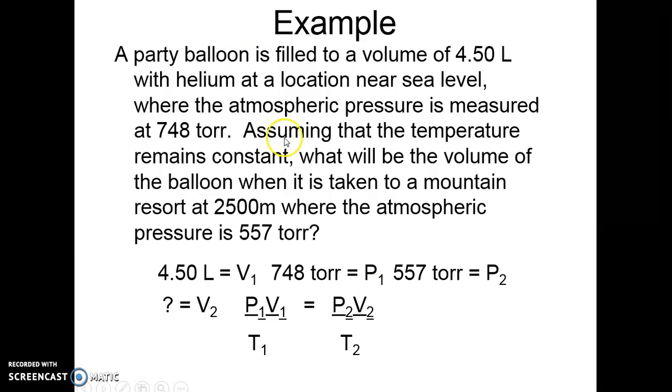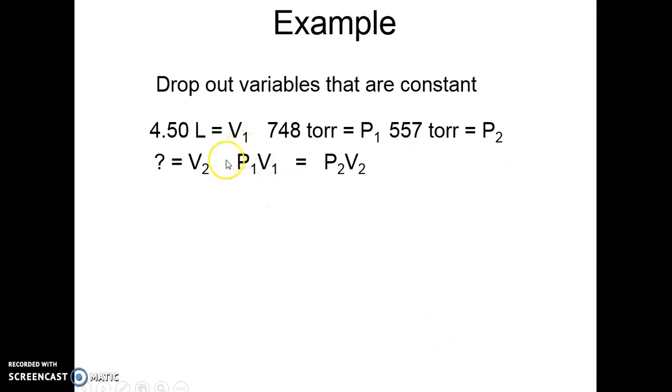Well, remember it says, assume that the temperature remains constant. So T1 and T2 cancel out. And this equation then holds. I have to solve for V2. I have to get rid of P2. It's multiplying times V2. So I divide both sides of the equation by P2. When I do, that cancels this P2 out and puts it in the denominator of the other side.